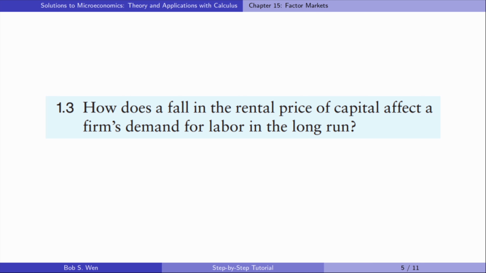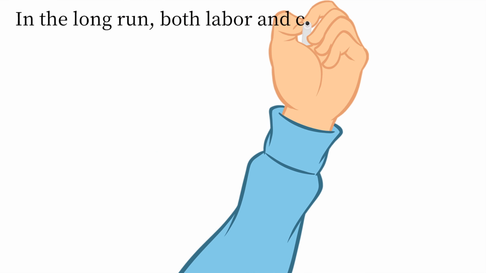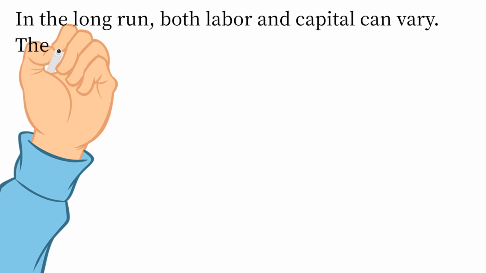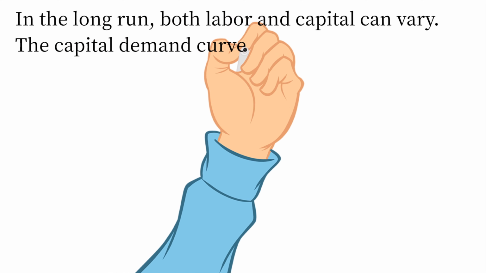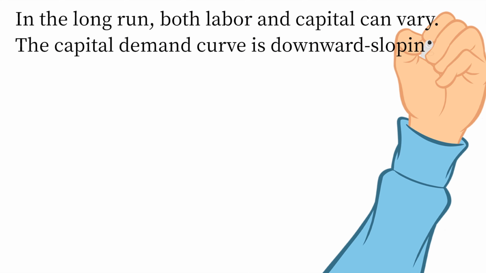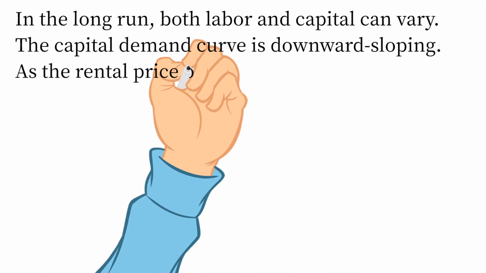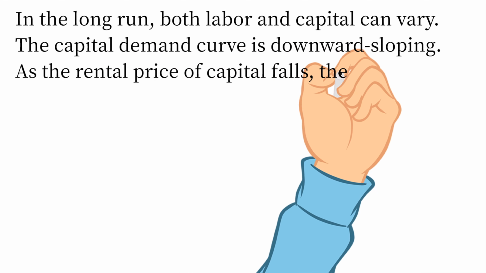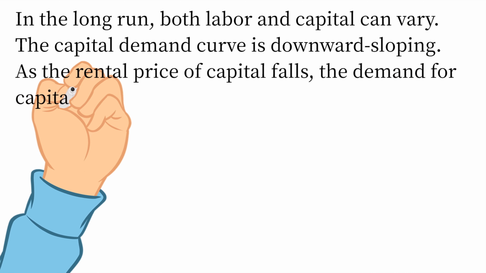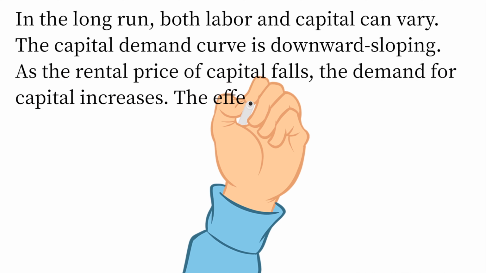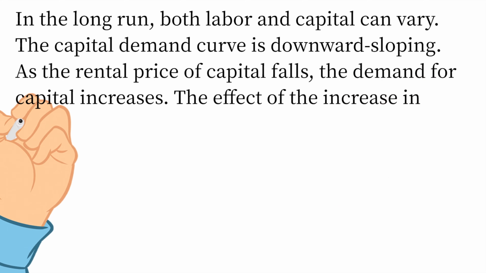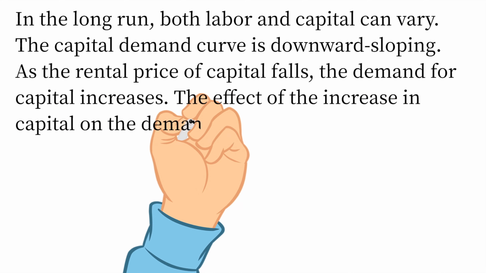Let's go to exercise 1.3. How does a fall in the rental price of capital affect a firm's demand for labor in the long run? In the long run, both labor and capital can vary. The capital demand curve is downward sloping. As the rental price of capital falls, the demand for capital increases. The effect of the increase in capital on the demand for labor is uncertain.